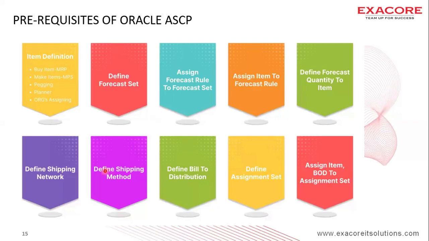Then there should be a shipping network. This comes under the inventory module. Shipping networks will be there between organizations. Shipping methods, what kind of shipping methods we should use, can be used in Oracle OTM. Similarly, a bill of distribution, from which organization to which organization. So for example, an organization will store the raw materials and ship to the manufacturing plant. So all this comes under distribution. Similarly, an assignment set will be there, and the items that we have defined will be assigned to this BOD, then to the assignment set. So this is a prerequisite for Oracle ACP to work on.